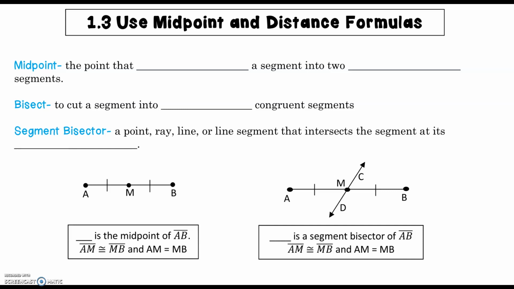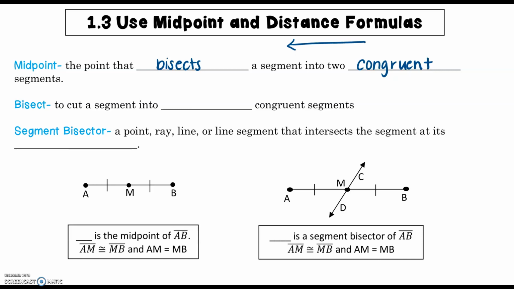Today we're going to talk about midpoint and distance formula and use the properties of midpoints and segment bisectors to calculate lengths of segments. So a midpoint is the point that bisects a segment into two congruent segments.